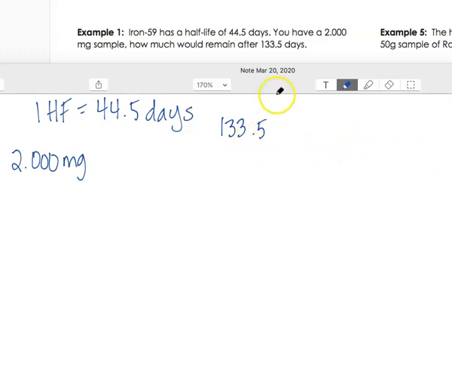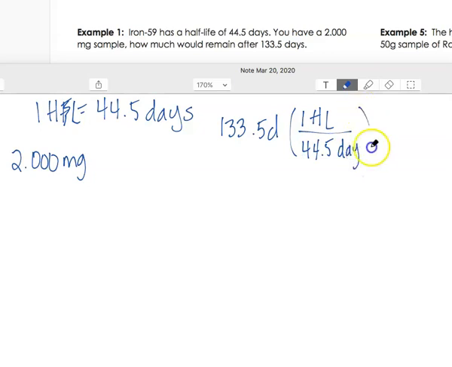What we do is we start with the amount of days that will pass, which is 133.5 days. And we know that for one half-life, 44.5 days will elapse. And if you do the math, you get 3 half-lives. So you're going to go through 3 half-lives.